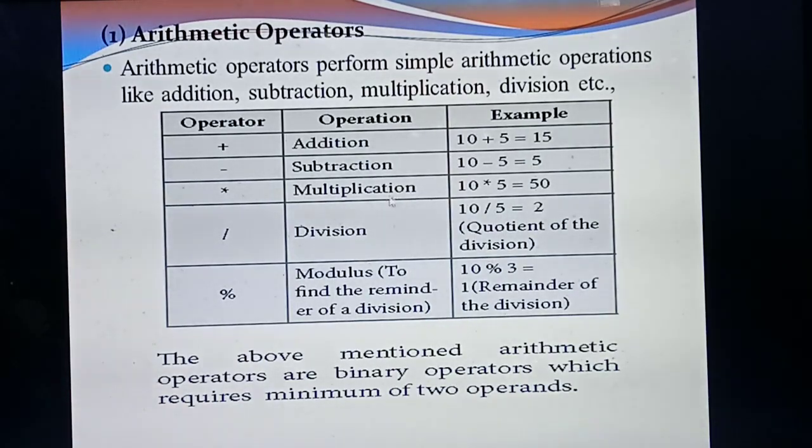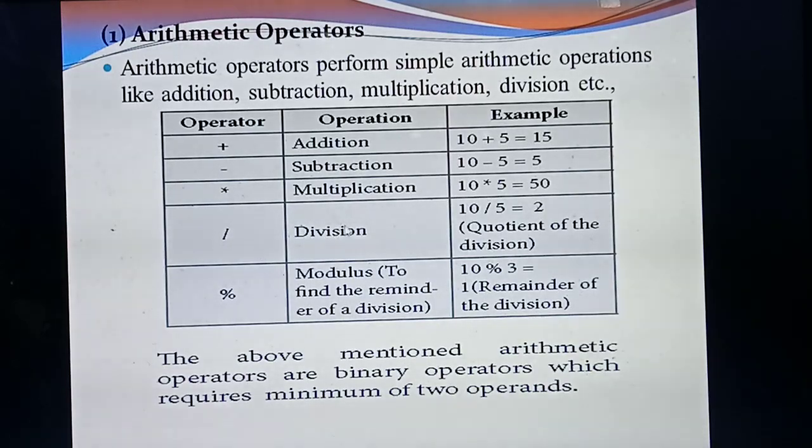Very very important questions. What are the operators you used to study in arithmetic operator? Addition. What's the symbol? Plus, minus, star, division and modulus, percentage. Plus is for addition. Minus is for subtraction. In computers you always give the symbol star for multiplication. Then division is slash, modulus is percentage. Plus means addition, minus means subtraction, star means multiplication, slash means division, then percentage means modulus.